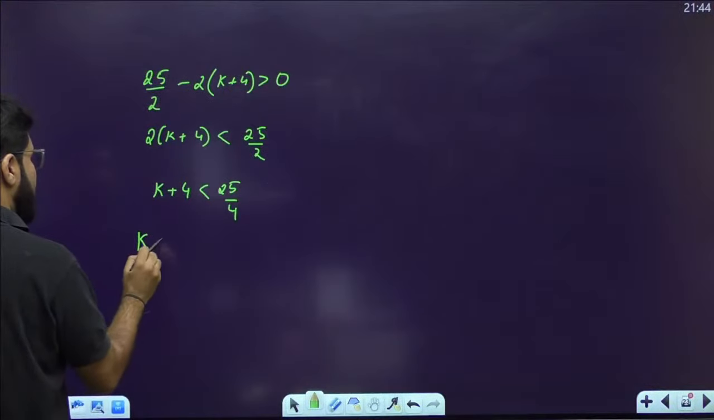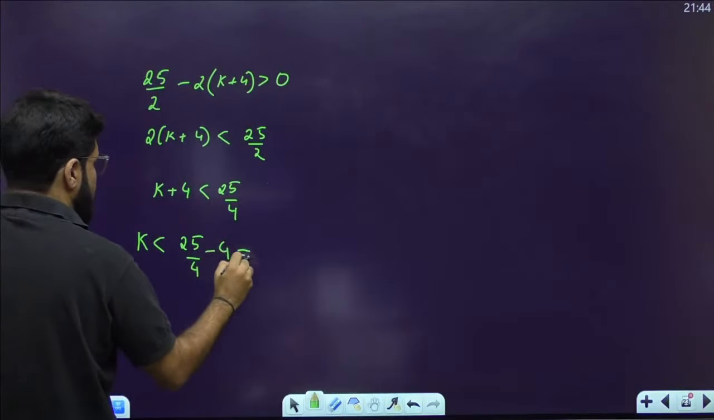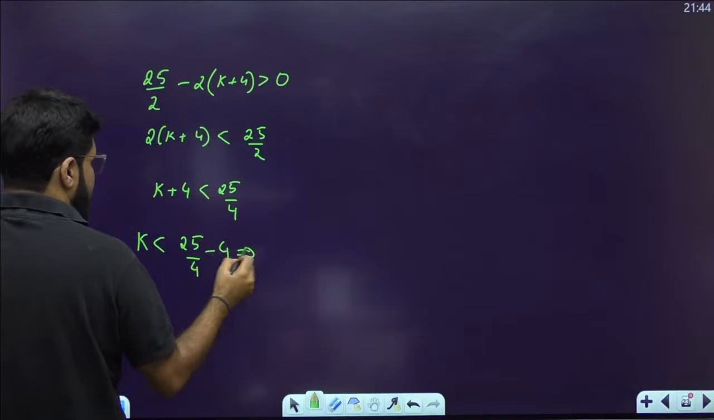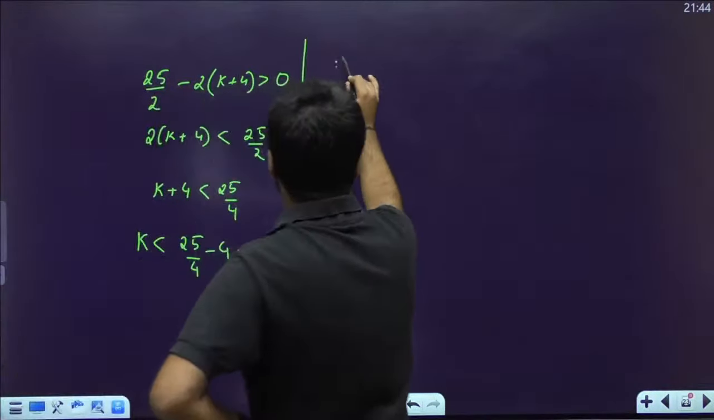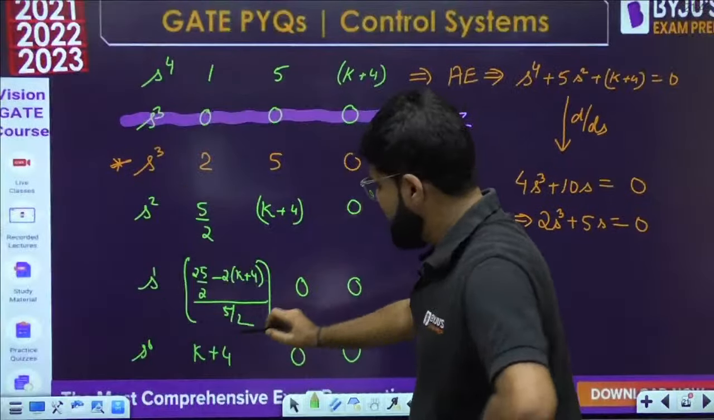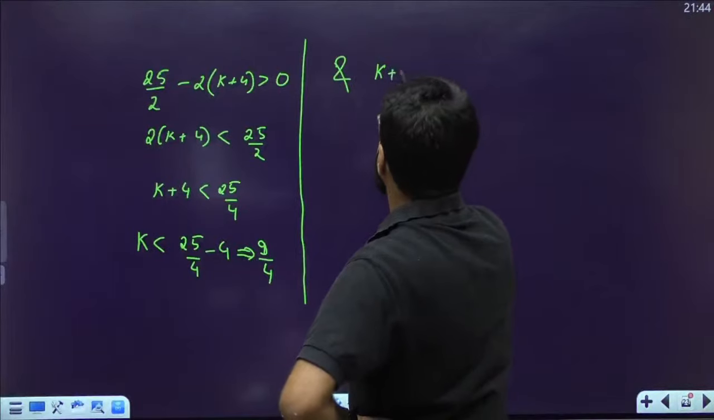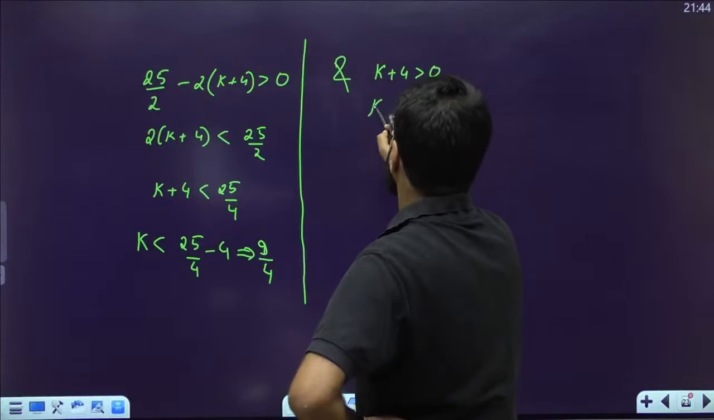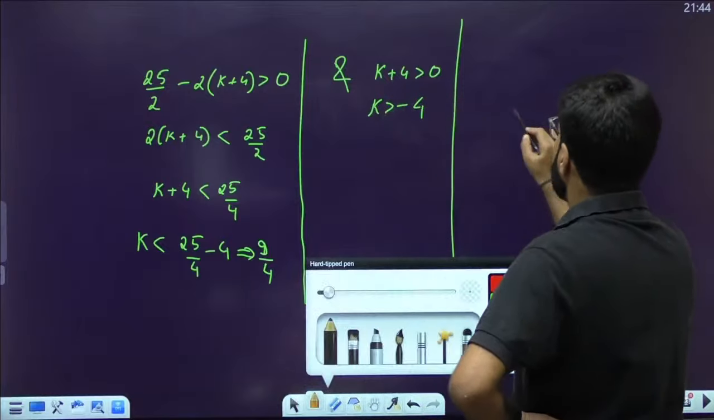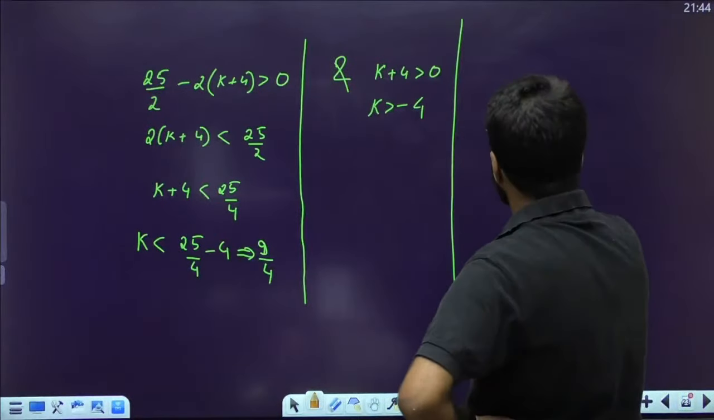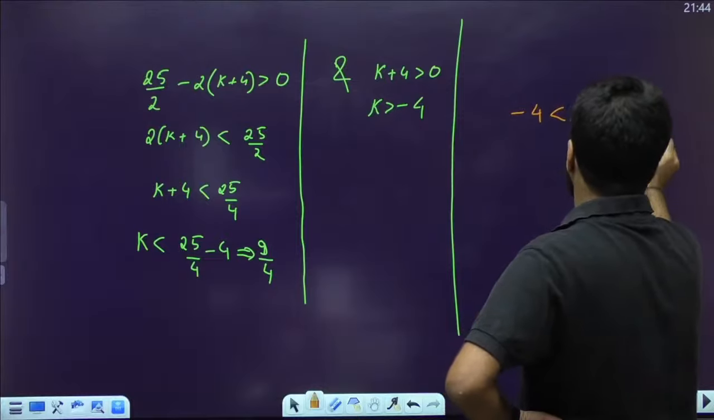So k is less than how much? 25 by 4 minus 4, and this will correspond to 9 by 4. And one more thing, no sign change, meaning k plus 4 should also be positive, so k should be greater than minus 4. If I combine both of them, k should be greater than minus 4 but less than 9 by 4, so this is the range of k.